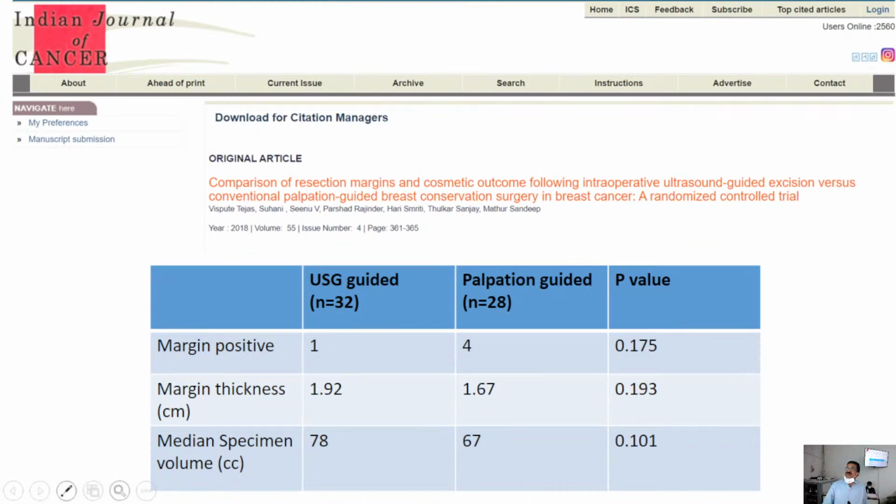This is one of the studies which we had done, a randomized trial, where we have seen that when we do an ultrasound guided excision, the margin positivity rate was lesser as compared to when we did a palpation guided, though this result was not statistically significant.